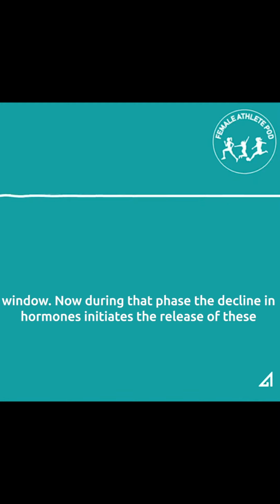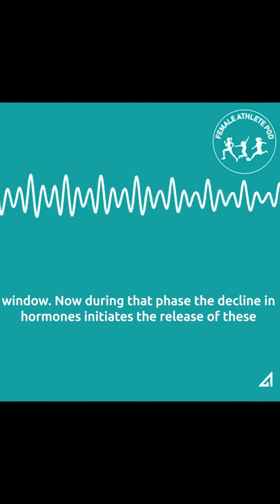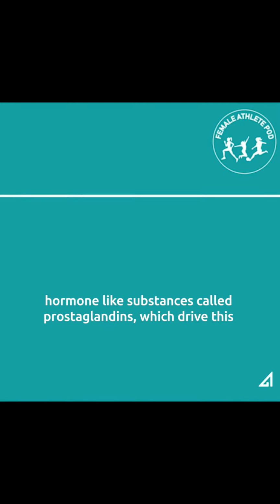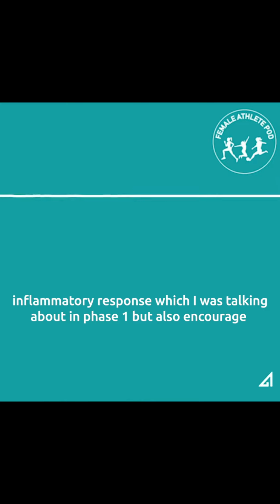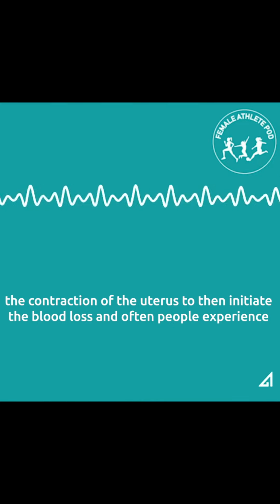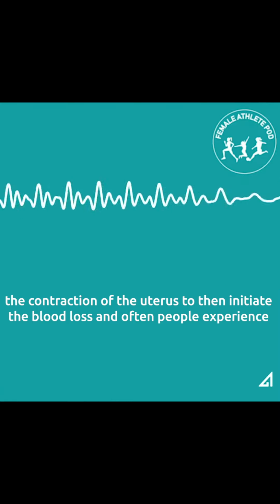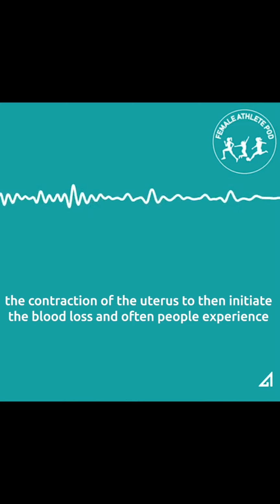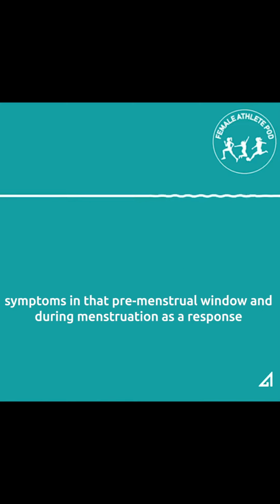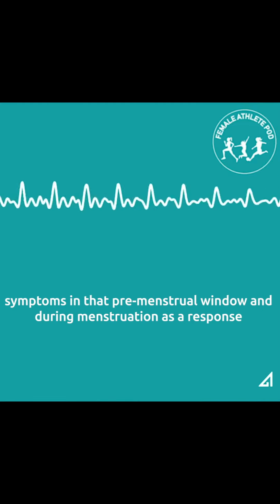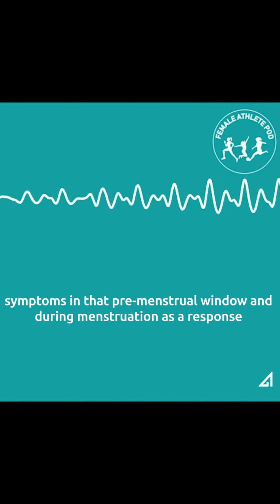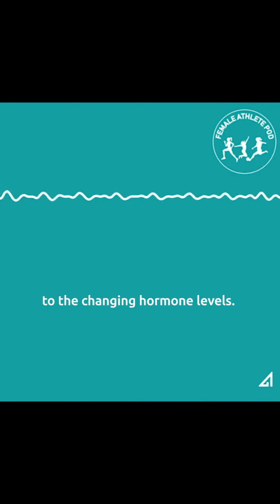During that phase, the decline in hormones initiates the release of hormone-like substances called prostaglandins. Prostaglandins then drive the inflammatory response that I was talking about in phase 1, but also encourage the contraction of the uterus to then initiate the blood loss. And often people experience symptoms in that premenstrual window and during menstruation as a response to the changing hormone levels.